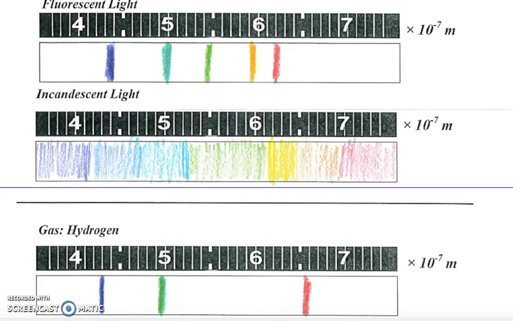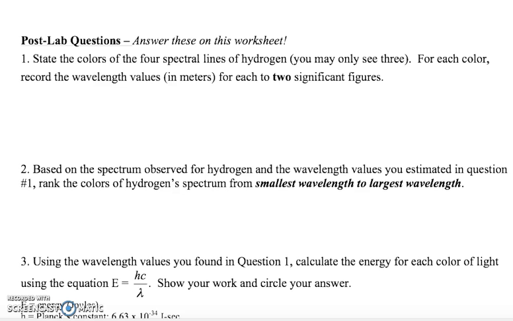So we're going to get you started on how to do the post lab. The post lab is really all about just hydrogen, so we're just going to look at the hydrogen data. The first question says to state the colors of the 4 spectral lines. In this case, we're only looking at 3 of the spectral lines because the 4th one's really hard to see. For each color, record the wavelength values in meters to 2 significant figures. So there was a red line, a teal, and a purple line. Okay, so we're writing those 3 colors, and then we have to record what their wavelengths actually were.